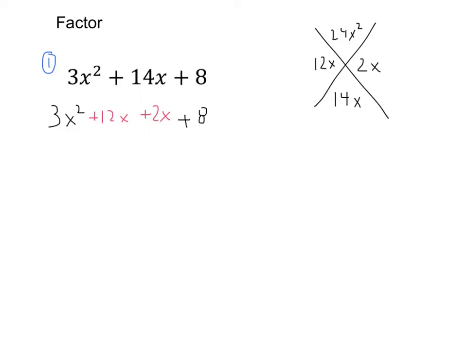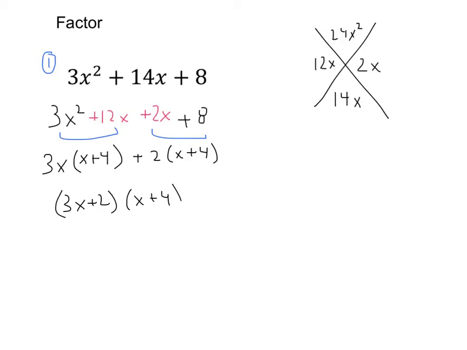Let's look at the first two terms, and then the second two terms. If we factor the first two terms, I can pull out a 3x, and we'd have 3x times x plus 4. In the back, this would be plus 2 times x plus 4. Now what do I have? 3x groups of x plus 4 plus 2 groups of x plus 4. So that would be 3x plus 2 groups of x plus 4. And that's the answer. If you don't believe me, multiply this out, and you should get 3x squared plus 14x plus 8.